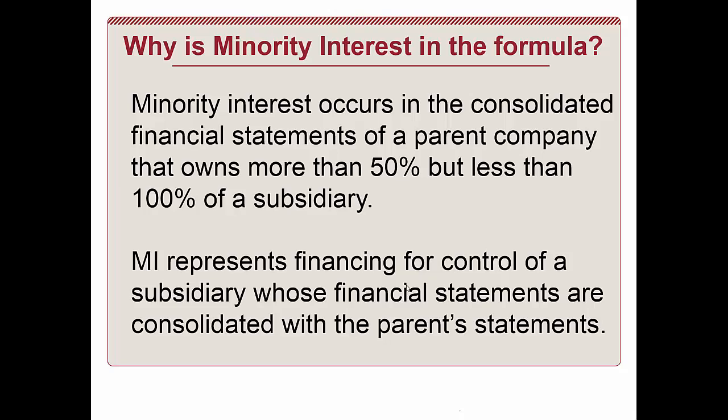And when the parent company has control, the financial statements are consolidated. The subsidiary's assets and liabilities are included on the financial statements of the parent. And when this is the case, this financing is basically represented on the consolidated parent statements as minority interest. And this is essentially just another form of financing. Equity is a form of financing. More equity increases enterprise value. Debt is a form of financing. More debt increases enterprise value. And when there's more minority interest, that's also a form of financing, so that increases the enterprise value.